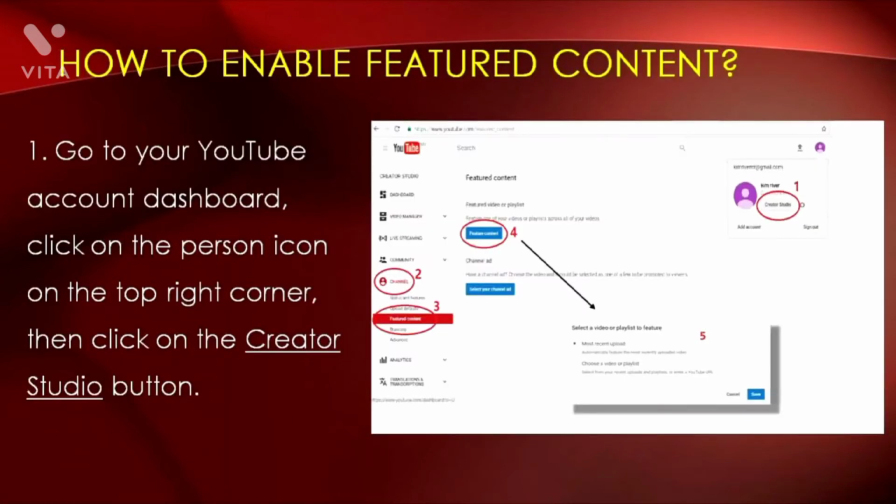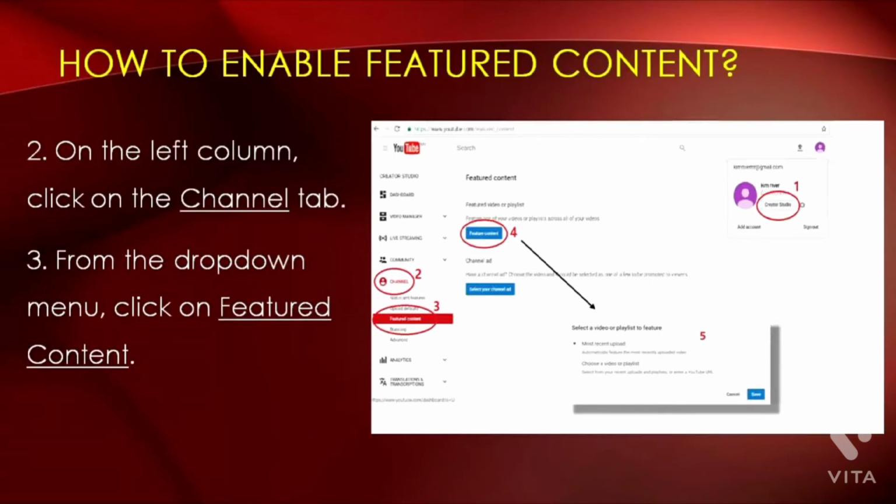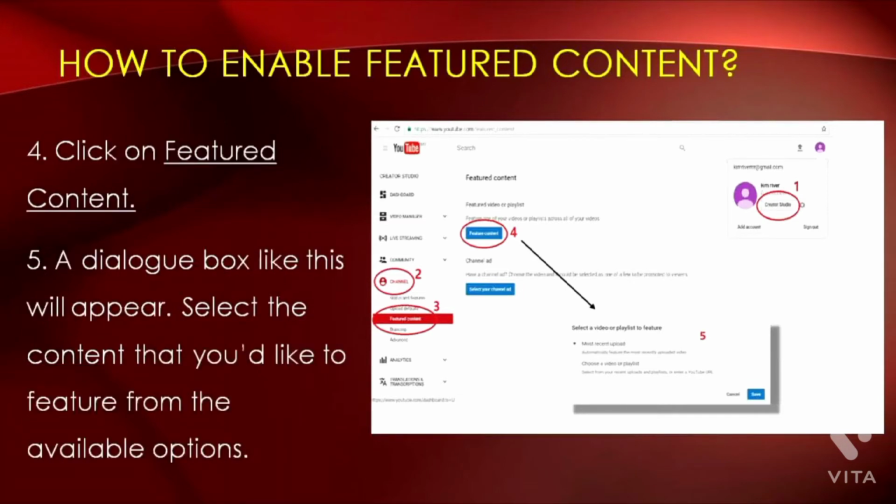Now let me show you how to enable featured content in your YouTube channel. First, go to your YouTube account dashboard, click on the person icon on the top right corner, then click on the Creator Studio button. Second, on the left column, click on the Channel tab. From the drop-down menu, click on Featured Content.